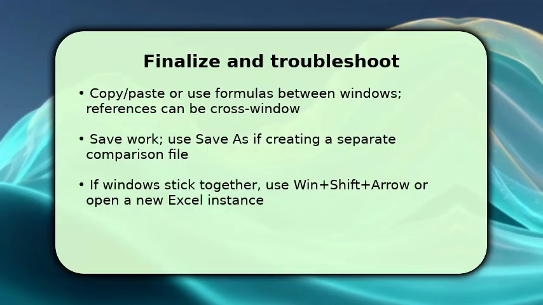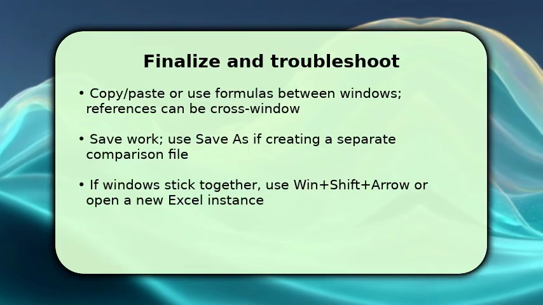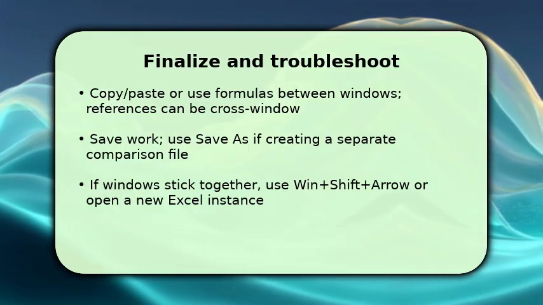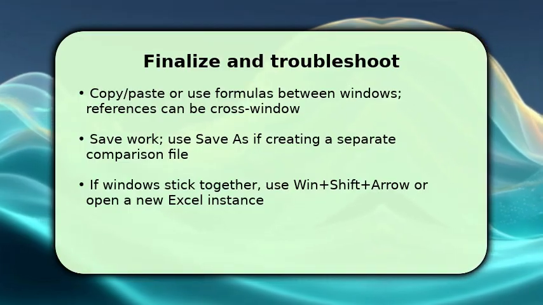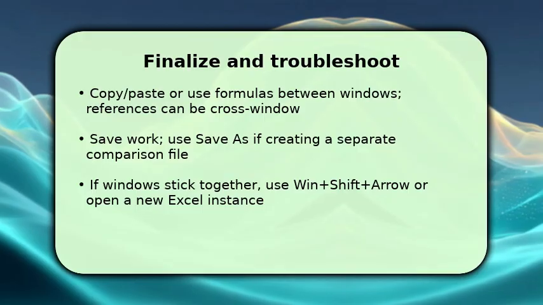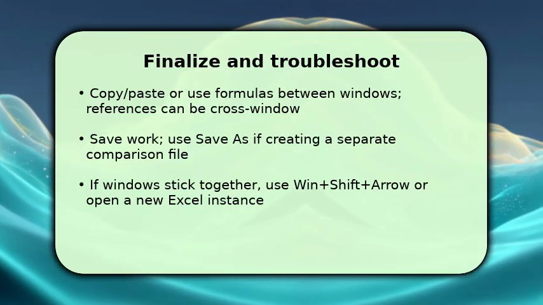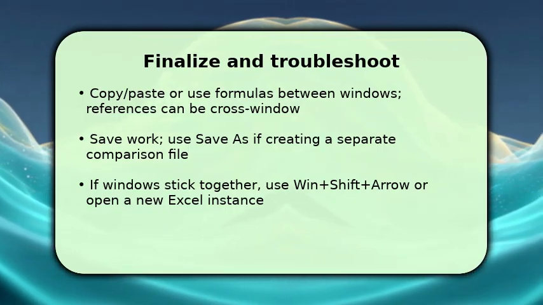If something goes wrong, like windows opening in one tabbed view or not moving to the second monitor, open a second Excel instance. Right-click the Excel icon and choose Excel, or use Windows key plus Shift plus right/left arrow to move a window between monitors. That usually solves common display hiccups.